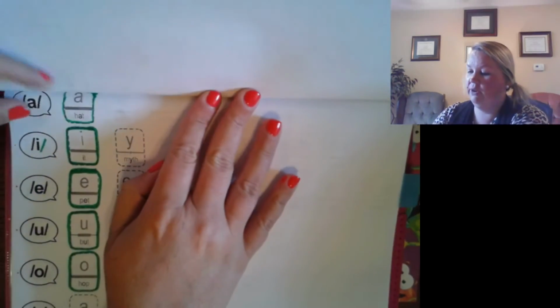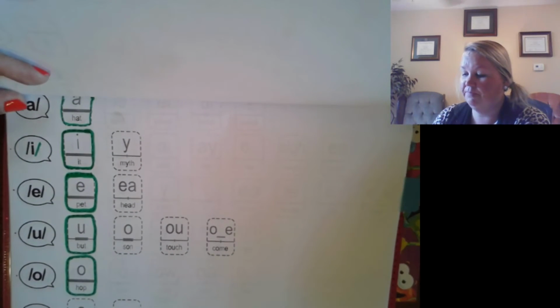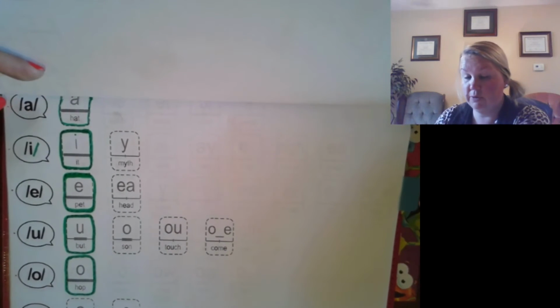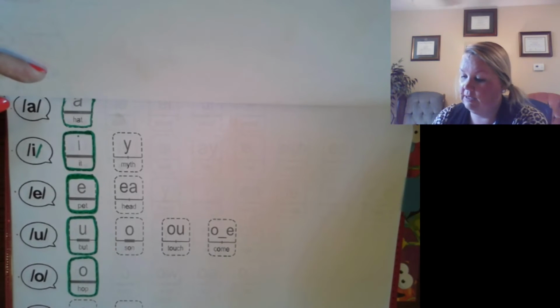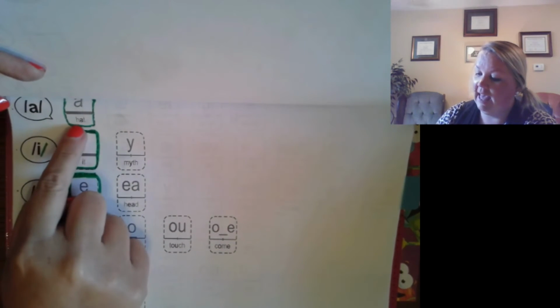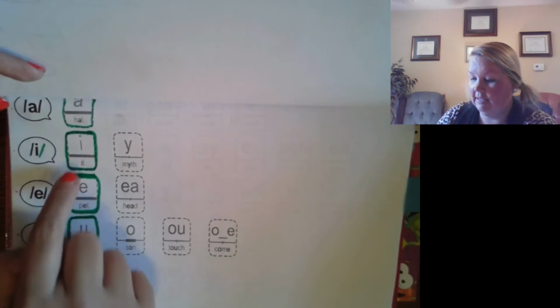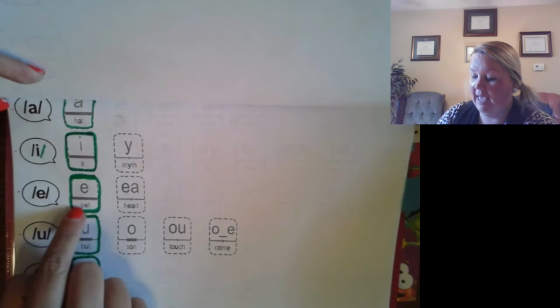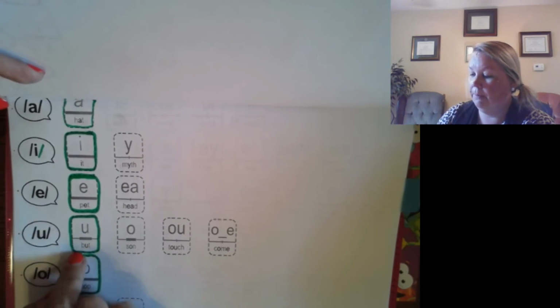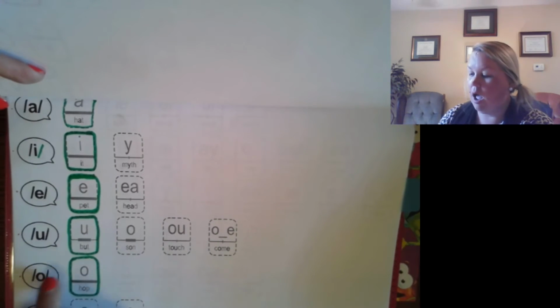Now, to get us ready for our chaining and our dictation, let's make sure that we have our vowels really solid in our heads, okay? A, hat. I, it. E, pet. U, but. O, hop. Very good, boys and girls.